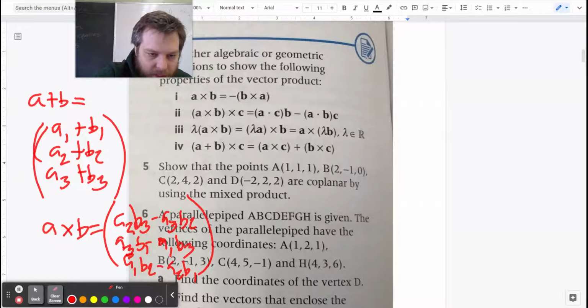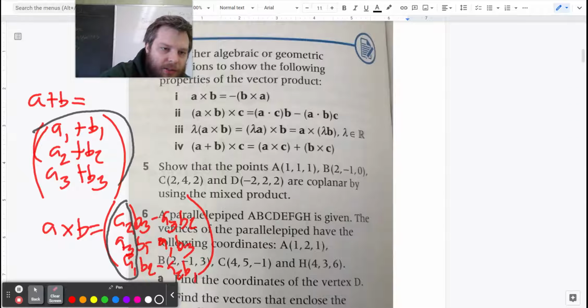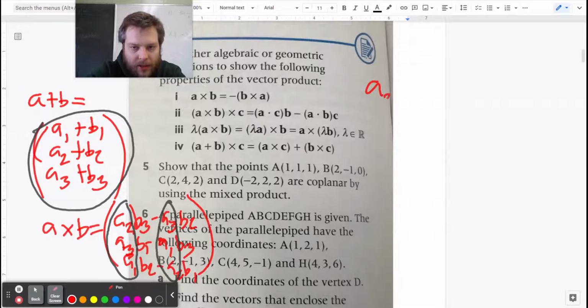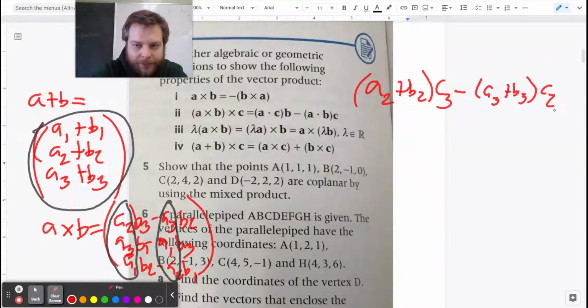All of the A's in our formula are going to correspond to these components there, and all of the B's are going to correspond to the letters of C. So try to follow along. A2B3 would look like this: A2 plus B2 times C3. And then A3B2 is going to be A3 plus B3 times C2.